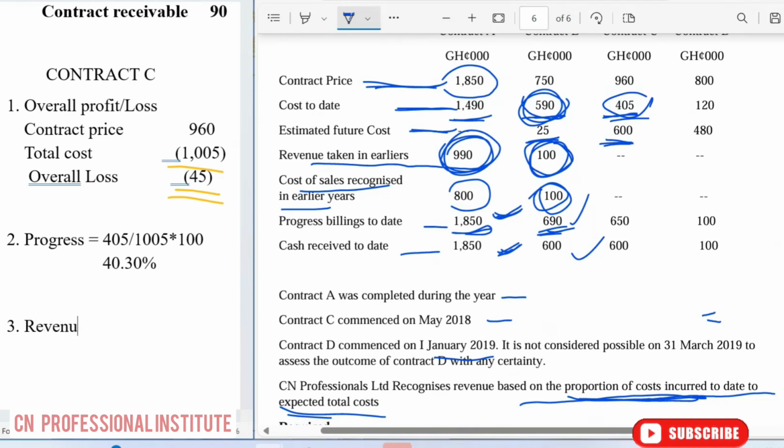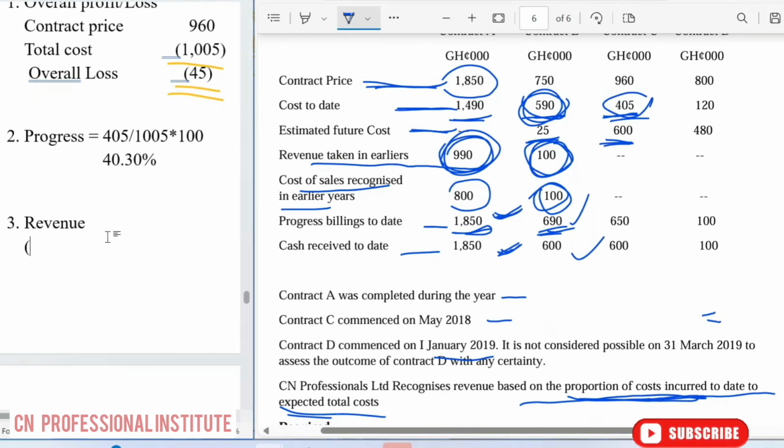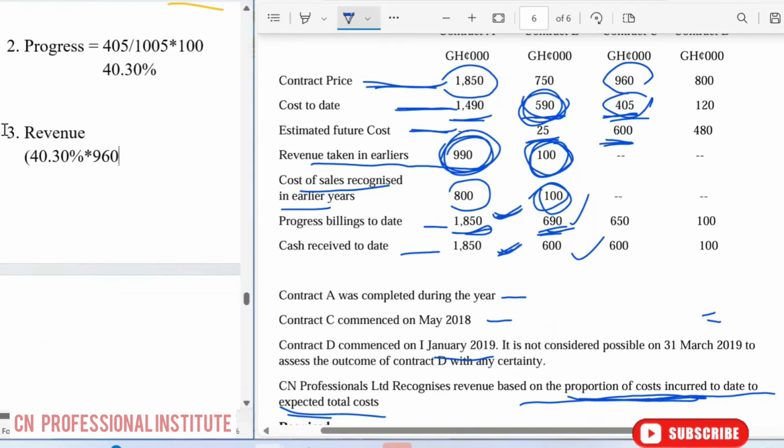Profit or loss, we are going to record revenue. How will our revenue be? We said we apply the progress rate, 40.30% times the total contract price. If you go to see what's the total contract price here, 960 is the total contract price. So we multiply this by what? 960. Okay, let me take this one to the next stage. Okay, let's go to the next page.